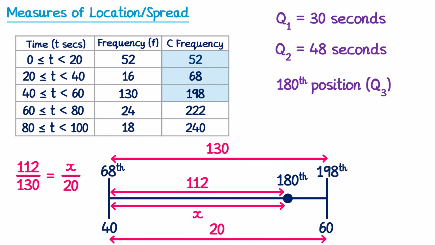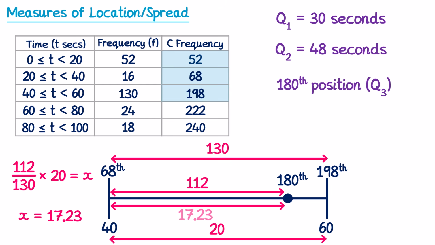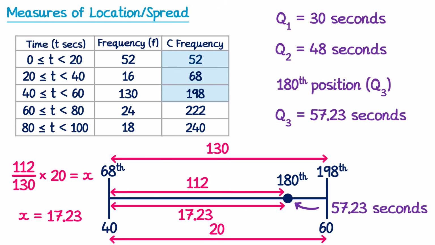To solve this equation, we multiply both sides by 20, and if you type this into the calculator, you find the value of x to be 17.23. We can now replace x with 17.23, and we can consider what this value here is. This is 17.23 seconds through the interval, which starts at 40. So if we add 17.23 to 40, we end up with 57.23 seconds. And that's our estimate to the upper quartile.